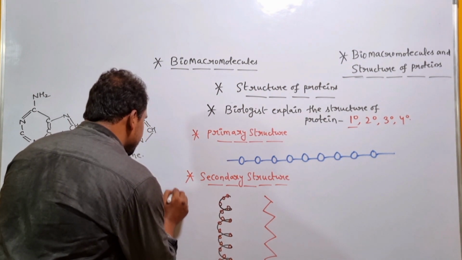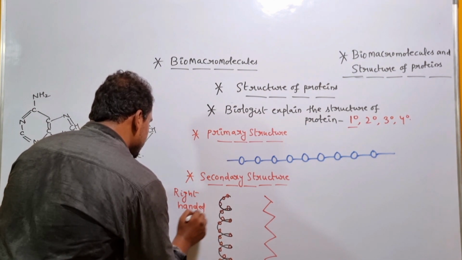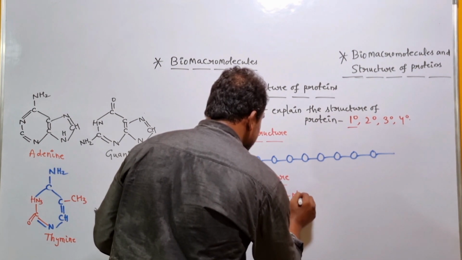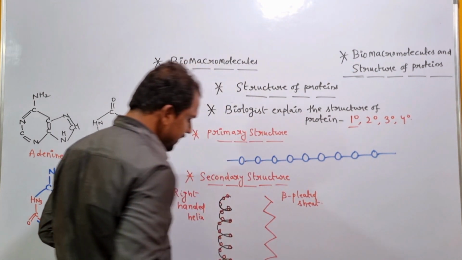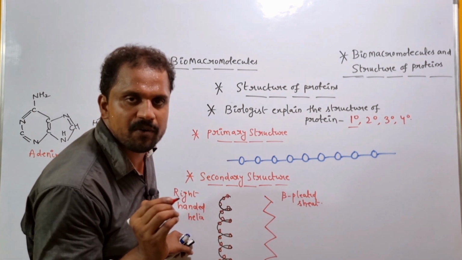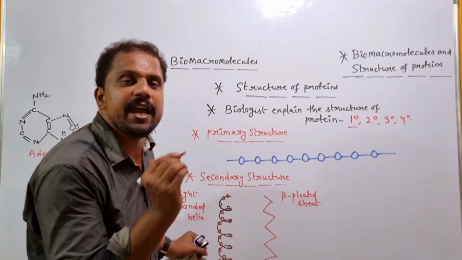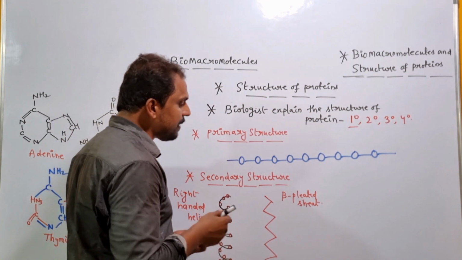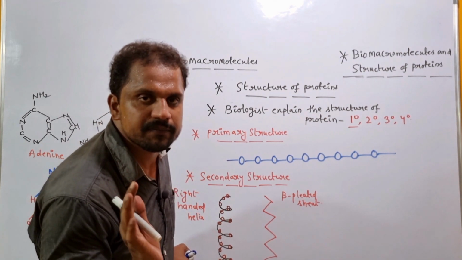So let me write it here. Right-handed alpha helix and the other one is beta pleated sheet. In general, the right-handed alpha helix is stabilized by the means of intramolecular hydrogen bonding. Is it clear? And if we consider the beta pleated sheet, it is stabilized by the means of intermolecular hydrogen bonding.